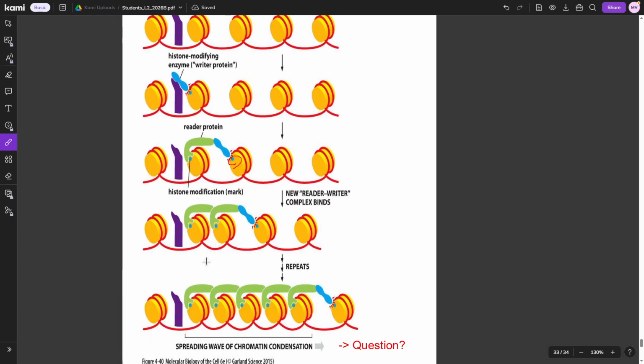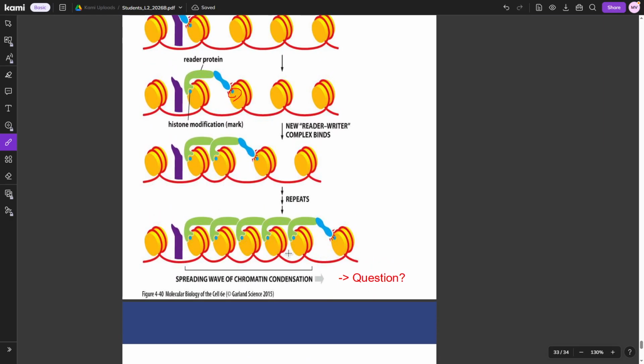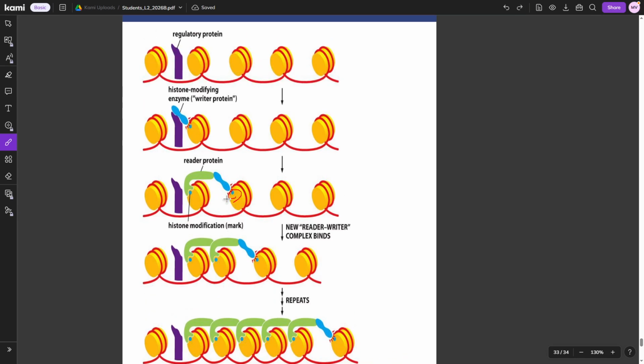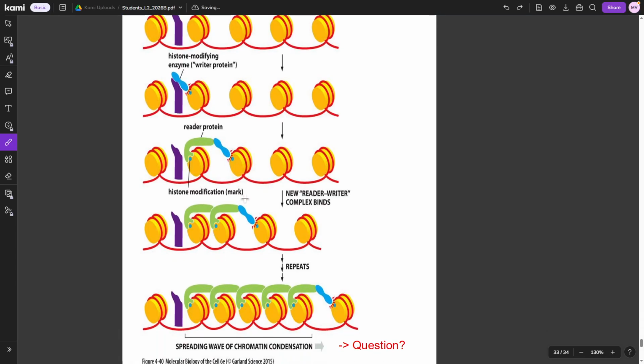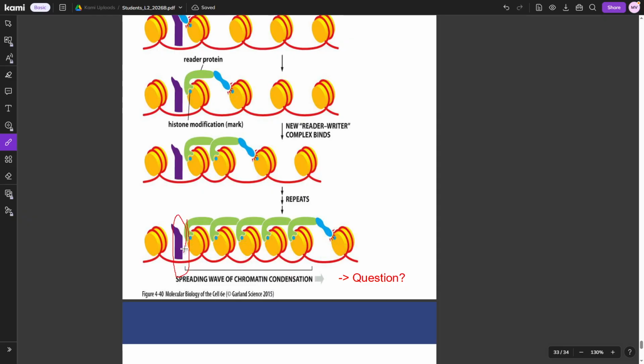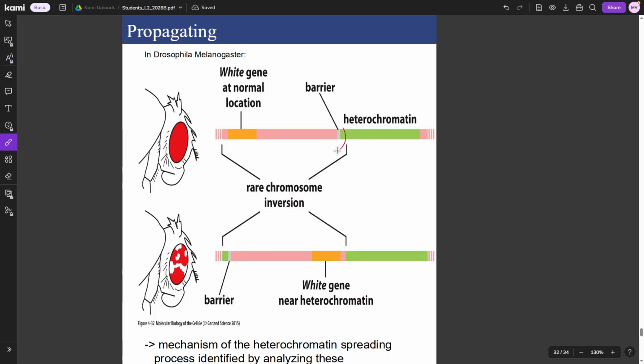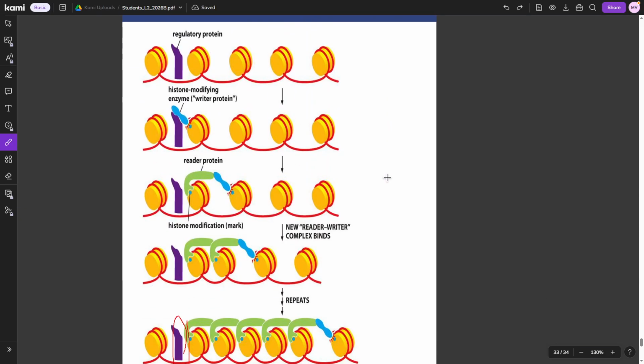And this chain continues over and over again, right? And so you're basically just forming new reader and writer complexes. And the formation and addition of these new modifications results in compaction of the DNA. And so this regulatory protein kind of serves as a barrier, right? That's why you see a barrier. So this barrier kind of serves as the point where it stops, right? So anything after this point is euchromatin. That's what it's trying to get at here.